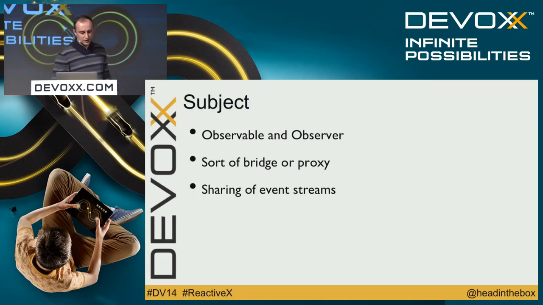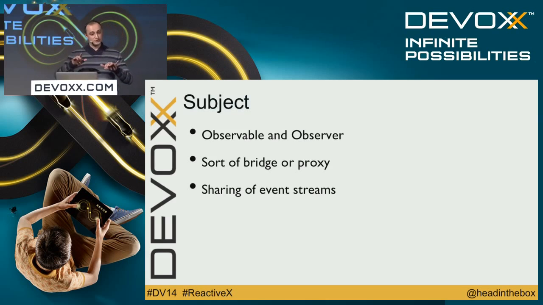So one of the use cases for subjects is when we want to share an event stream. Let's say we have some observable, and subscribing to that might be really expensive or complicated, or for whatever reason, we only want one subscription on that source, but then we want to have several other subscribers subscribe to that basically proxy or that bridge, right?